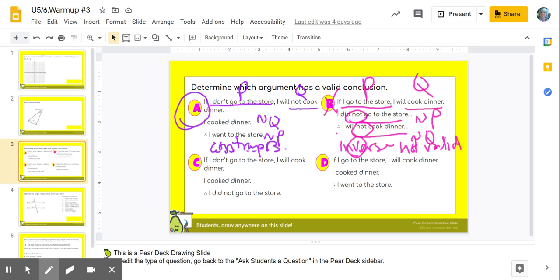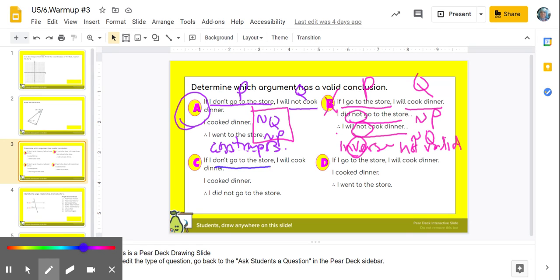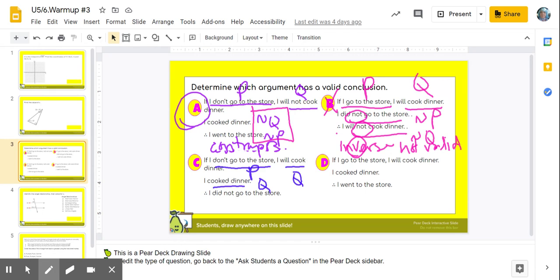If I'm going to make a valid argument with negation, I have to negate it and flip it around. I don't go to the store, that's P. I cook dinner, that's Q. I cooked dinner, that's Q. And then I did not go to the store, that's P. So I've gone PQ and then QP. This is converse. I've switched. Converse has a V in it. It is not valid.